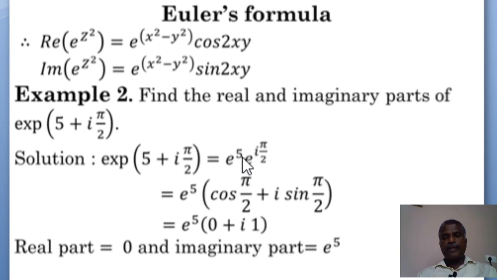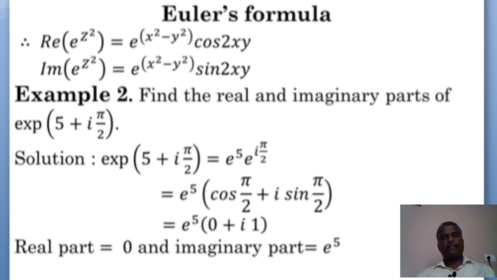So for e to the power i pi by 2, by using Euler's formula we can write cos pi by 2 plus i sin pi by 2. Here cos pi by 2, that is cos 90 degrees, is 0, and sin 90 degrees is 1. So the real part is e to the power 5 into 0, that is 0, and the imaginary part is e to the power 5 into 1, that is e to the power 5.